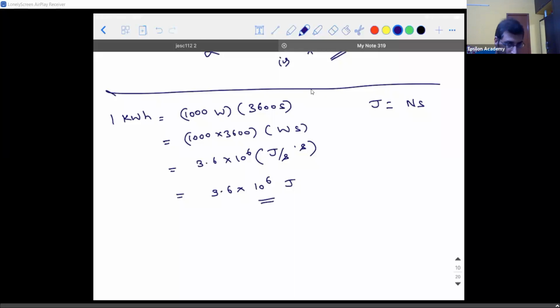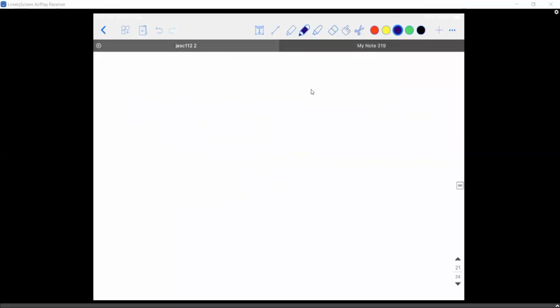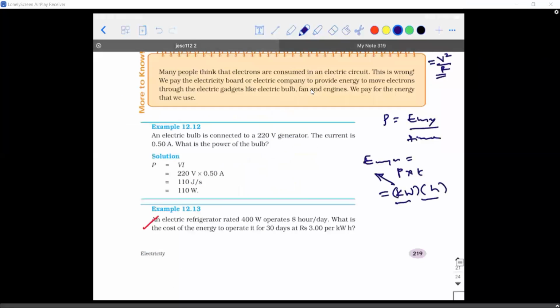Clear? This is how you measure the electrical unit of energy. I will show with an example problem. If you have copied this, I'll do the problem and show it to you. Shall I proceed? Okay, listen.